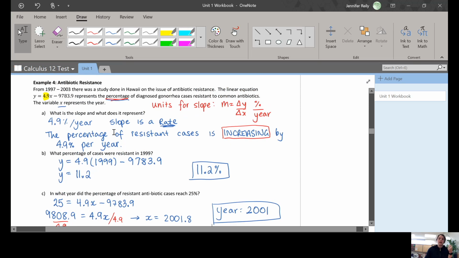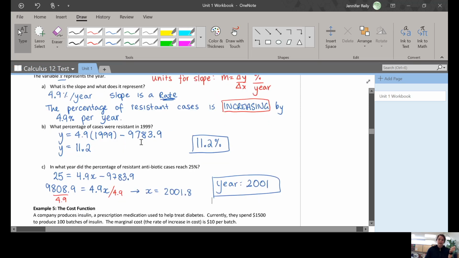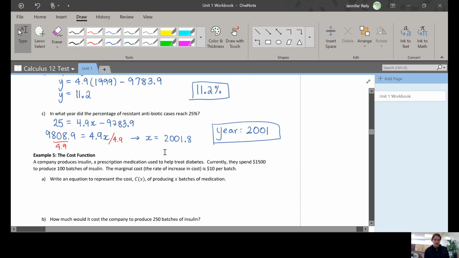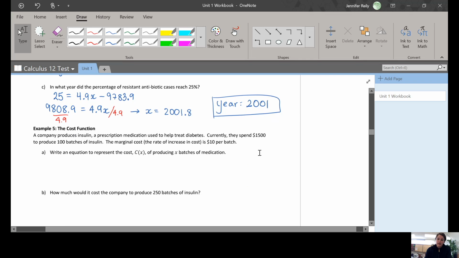That's where you're working with a slope-intercept equation. The next example, we're going to be dealing with point slope form. Okay, so a company produces insulin prescription medication to help treat diabetes. Currently, they spend $1,500 to produce 100 batches of insulin. So I'm just going to highlight that. The marginal cost, the rate of increase of cost, is $10 per batch.